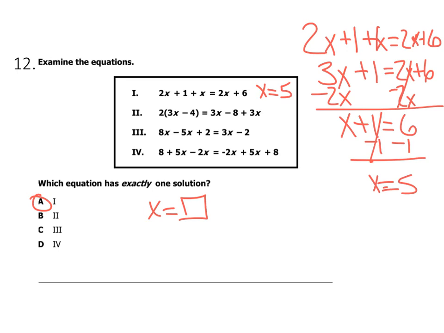You could go ahead and work these out just to make sure, because if you don't have the choice as being your first, you would have to go through every single problem to see, is it one or no, or infinite solutions.